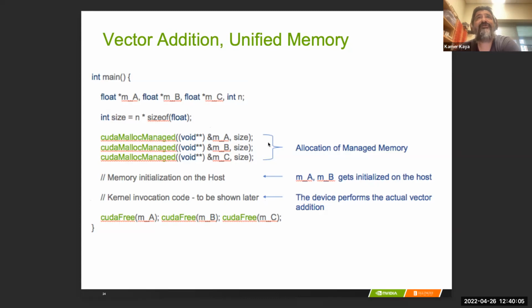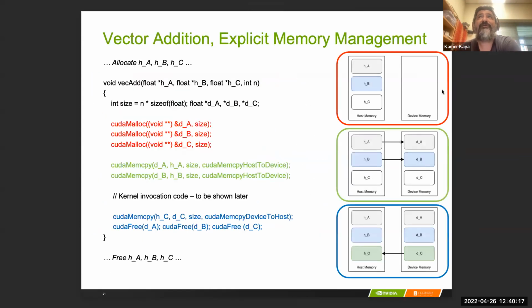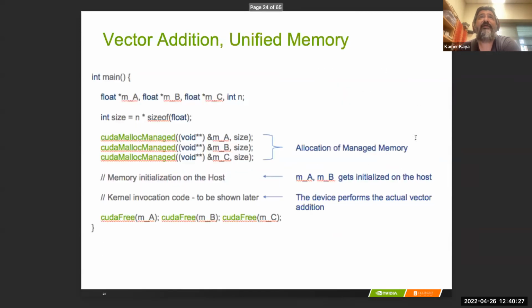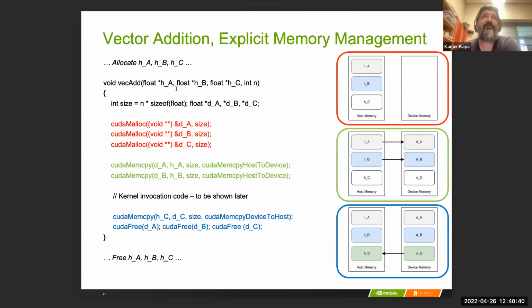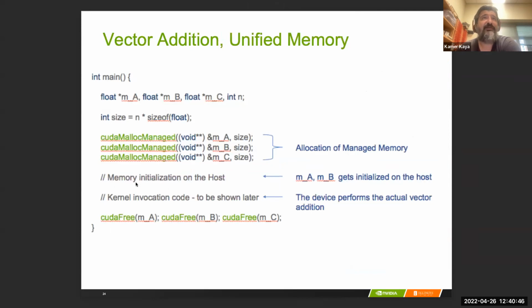Whenever the device tries to access the MA and MB content, the data will be brought to the device page by page. That is done automatically. You don't need to do anything. So before: allocation on the device, transfer to the device, kernel execution, get the data back to the host, and free everything on the device. Now: allocate managed memory for both host and device, and initialize the memory on the host. Before, we were assuming memory data was coming from here. Now, suppose that you initialize it here and execute the kernel, and after that, get the data back.